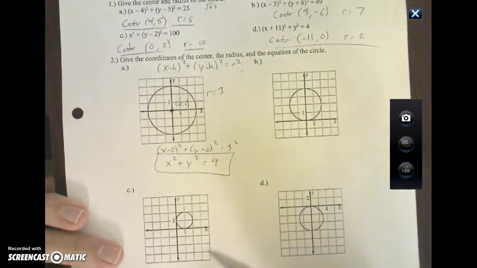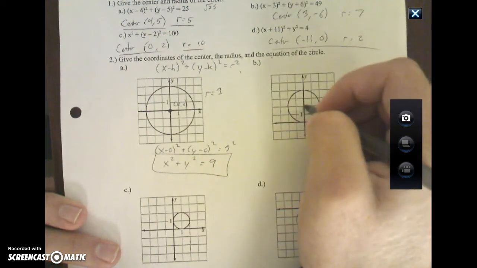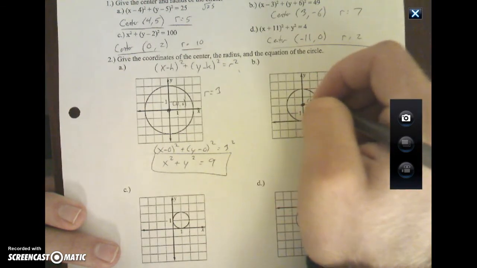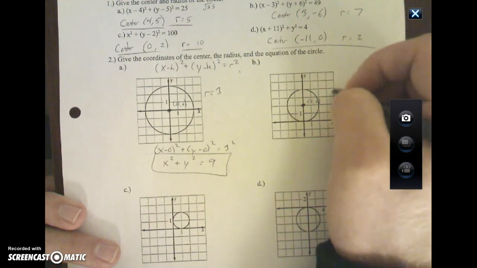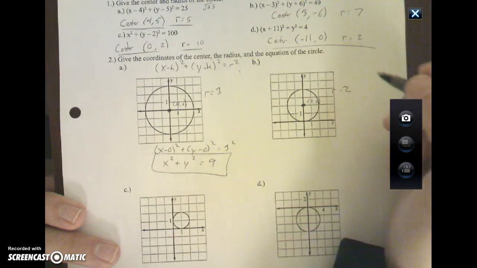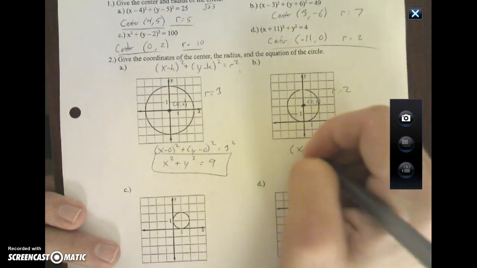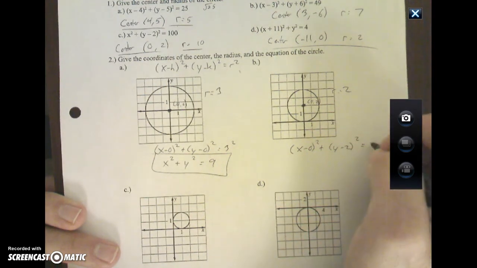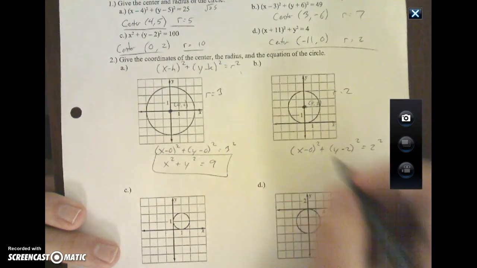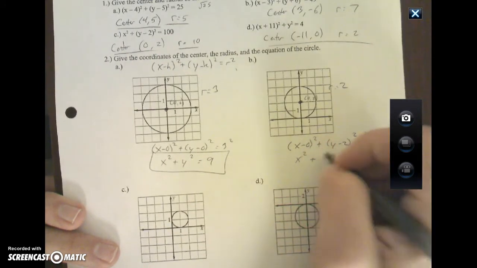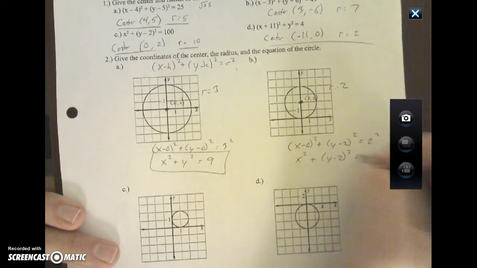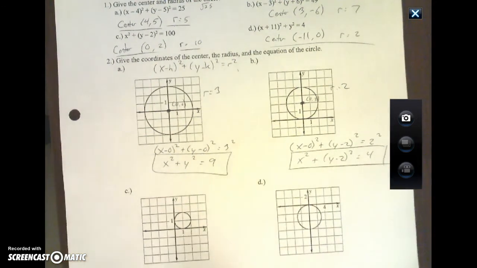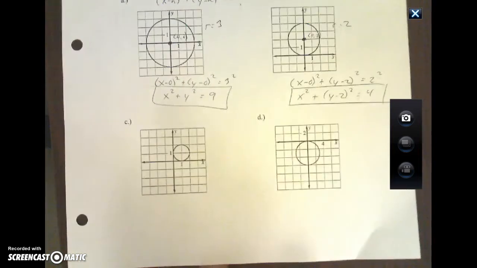All right, so everything we just went over, it's just the reverse of it. To the right, part B, that point is 0, 2, and the radius is 2. So x minus 0 squared plus y minus 2 squared equals 2 squared. I'm going to leave this like this. You do not have to FOIL it out, all right, which is a nice thing. Good, good.